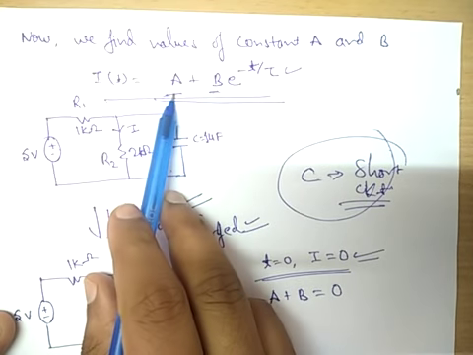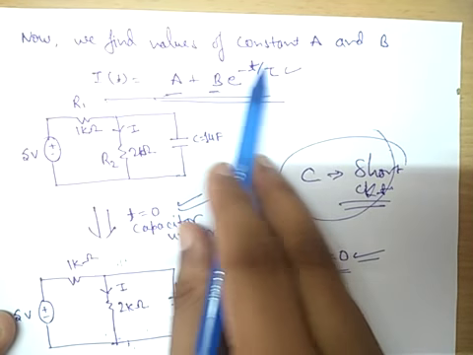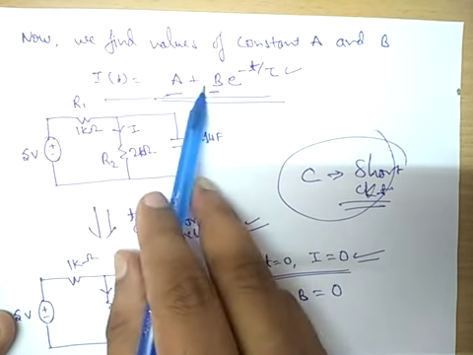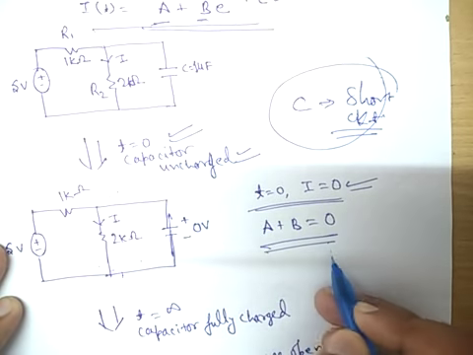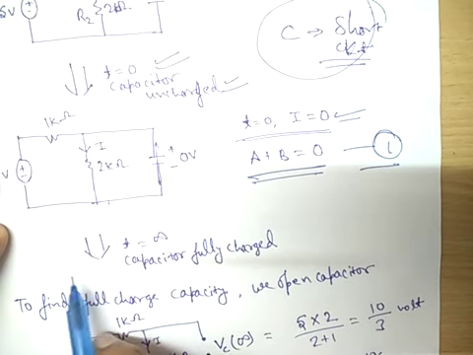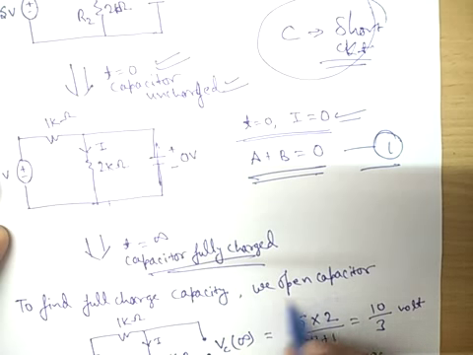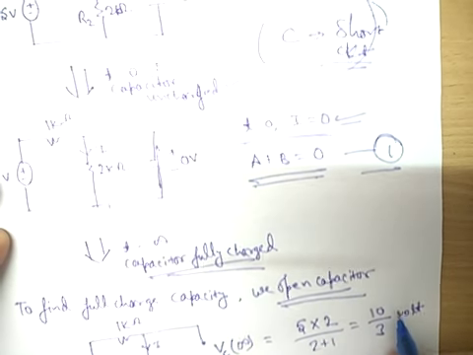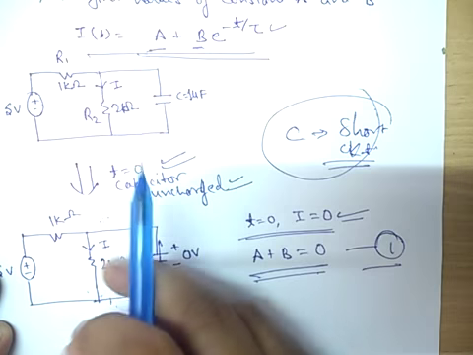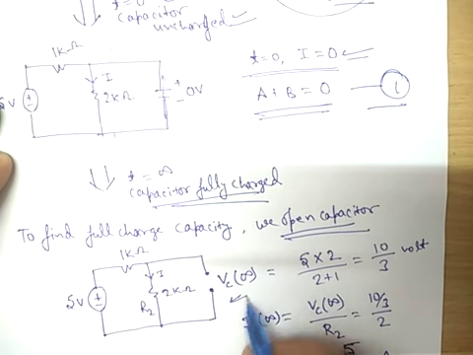So in this equation, when we put I equals 0 for time equals 0, the exponential becomes 1, and A plus B becomes 0. So we have one equation: A plus B equals 0. Again, when time equals infinity, we analyze the circuit. The capacitor is fully charged. We know very well that when a capacitor is fully charged, it behaves as an open circuit.